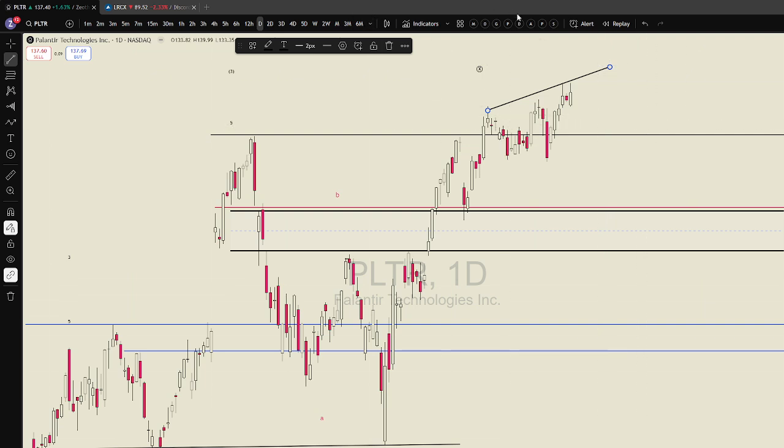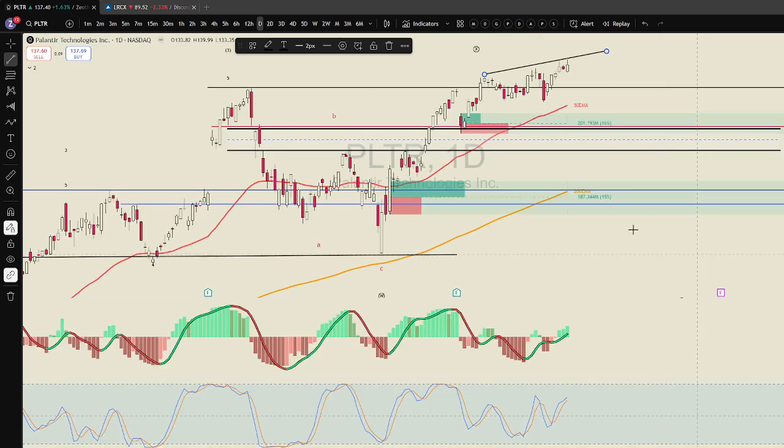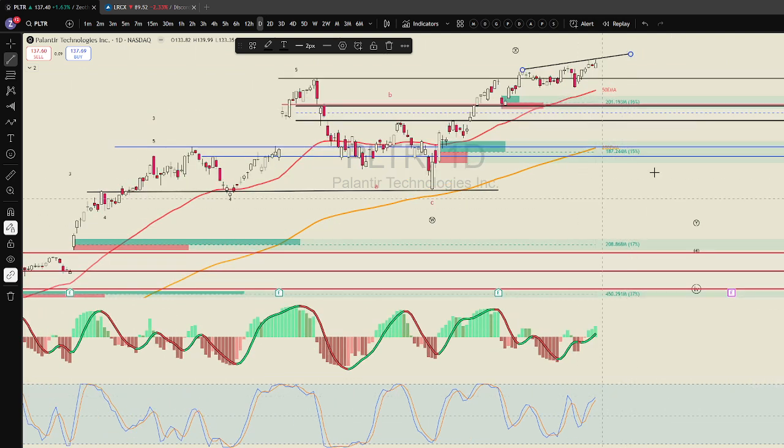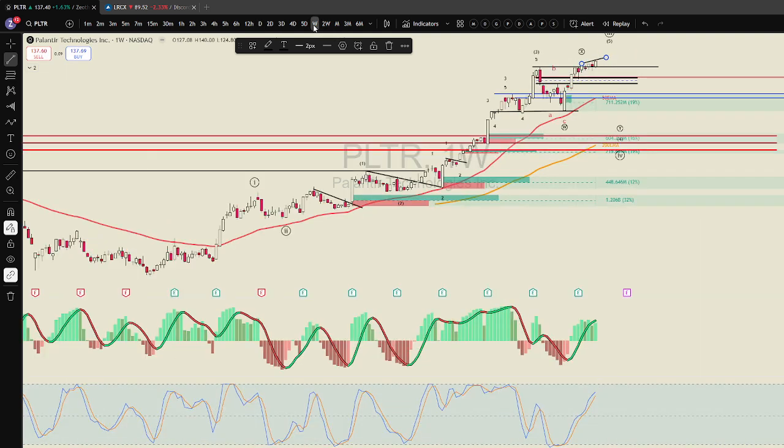But I'm looking for this thing. I'm just waiting for this BX structure to turn red. I think the weekly is about to turn it down, so that will be the clear signal for the start to the downside.